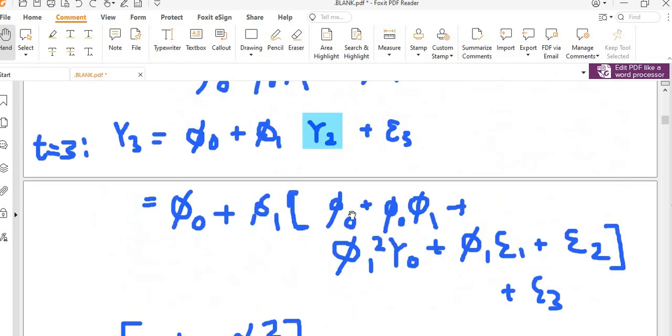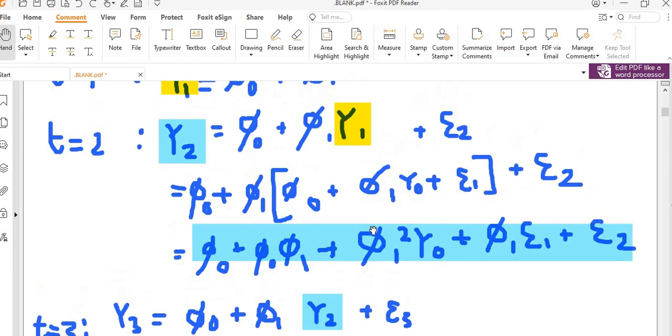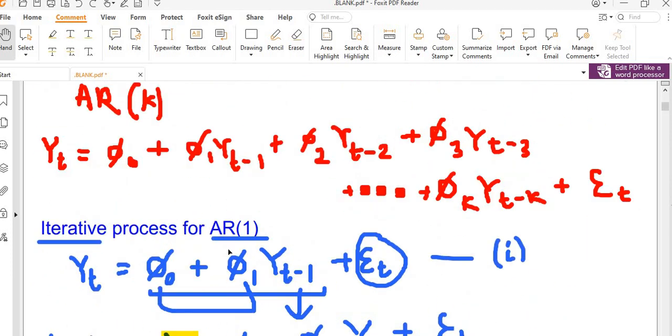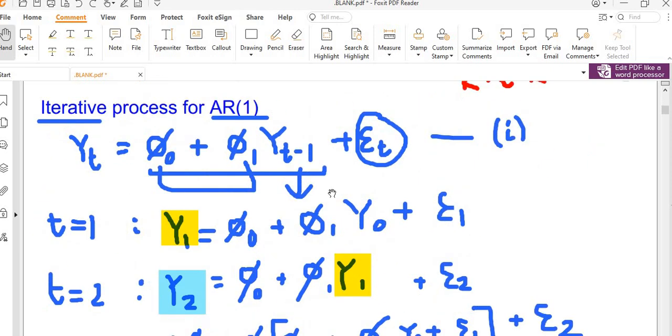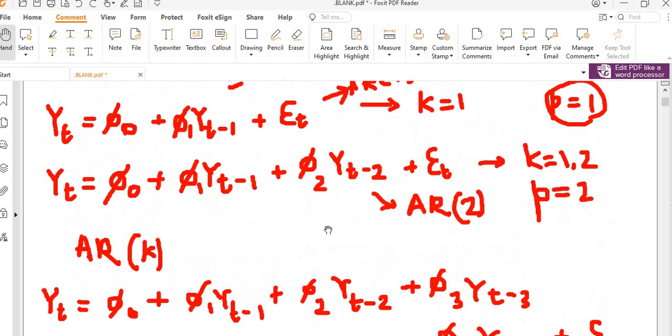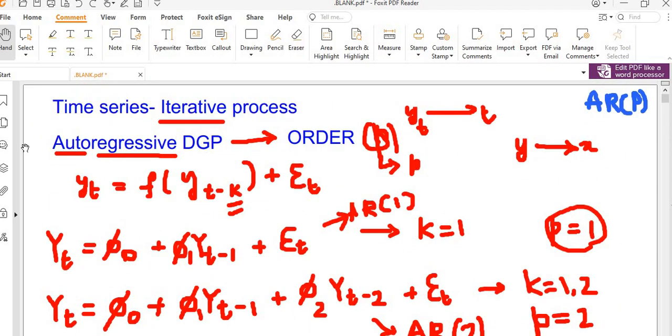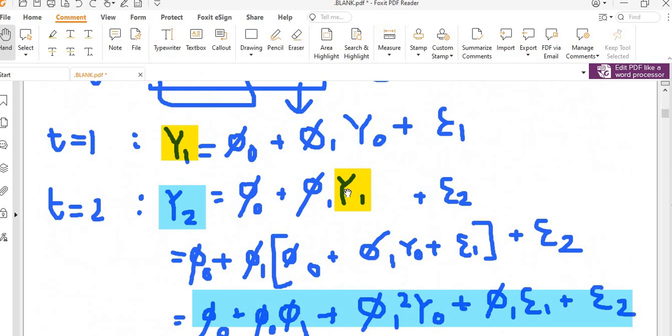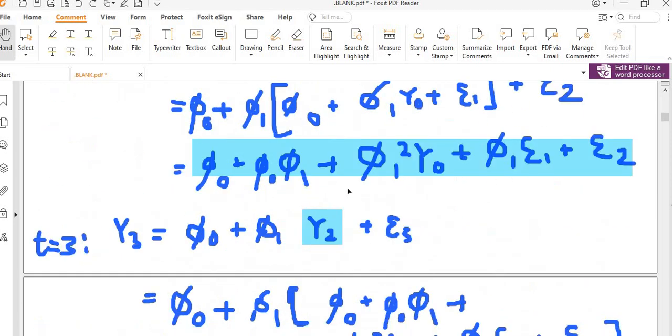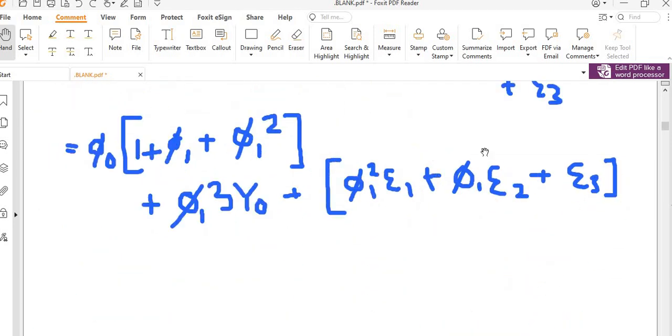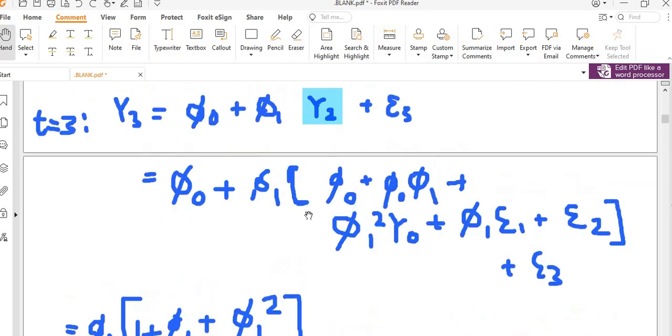We are going to be continuing from where we left off last time. What we are trying to find out is an iterative process for AR1, which gives us an alternative perspective of what the story reveals when we look at an AR1 DGP series. And we have also discussed brief ideas about what an ARP process actually is. So essentially this is what we have when we put t equal to 3.